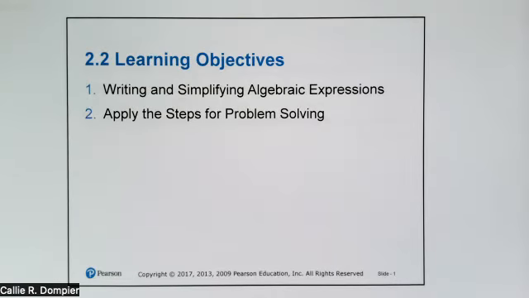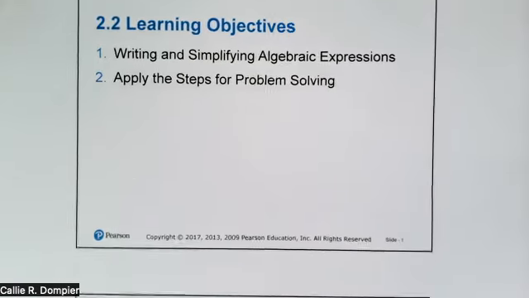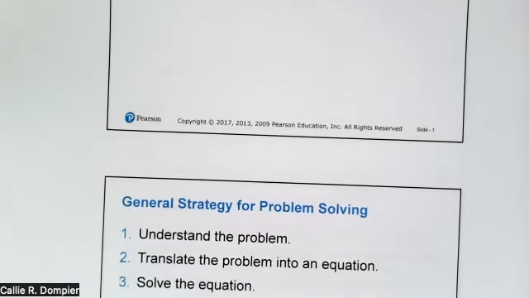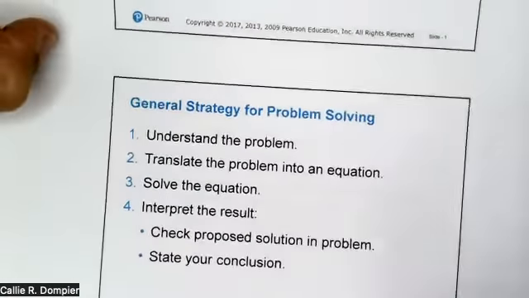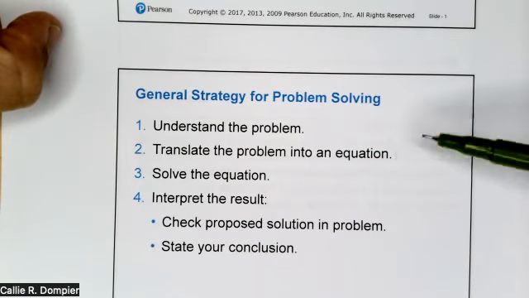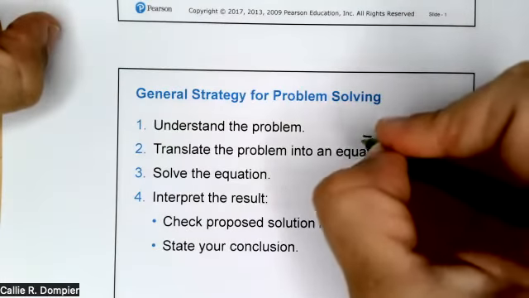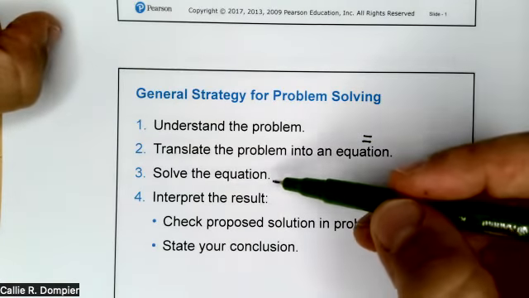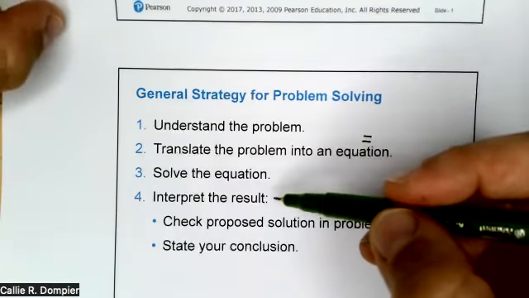All right, writing and simplifying algebraic expressions and applying steps for problem solving. So, to solve problems, I don't even think this is a math lesson anymore. Understand the problem. Translate the problem into an equation. Here's the math. An equation must have an equal sign. Because if you're trying to solve a problem, you need an equal sign. Solve the equation and then interpret the results.